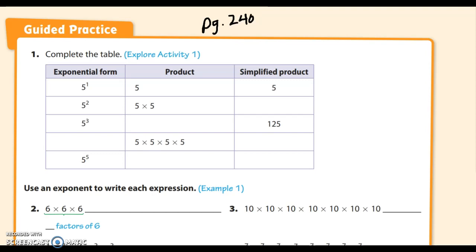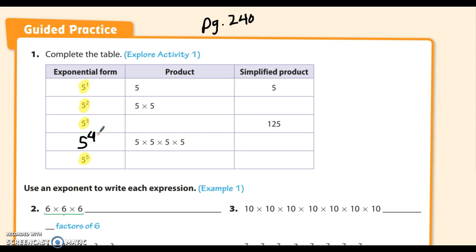Notice on the left, the column shows 5 to the first, 5 to the second, 5 to the third, 5 to the fifth. We don't know what this one is right here, but we could go figure it out. In fact, there's 1, 2, 3, 4. There's 4 5s, so that's going to be 5 to the 4th power. So that's the first answer. The product is when we write the problem out. So it's just a pattern here.